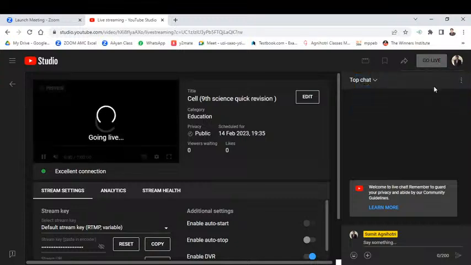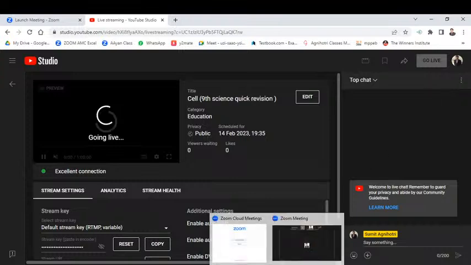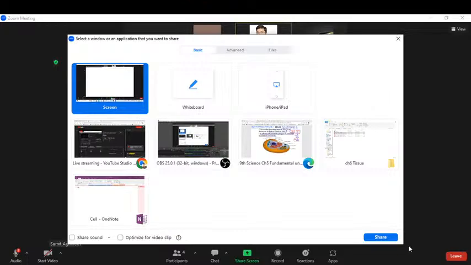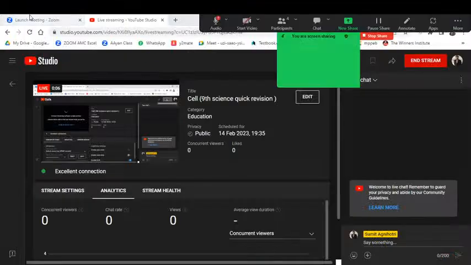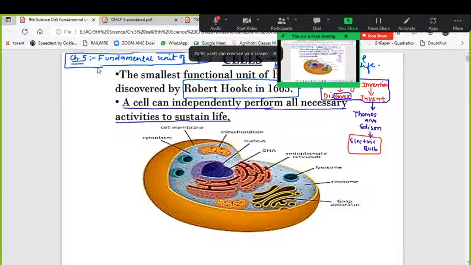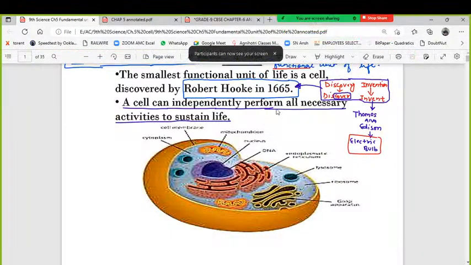Okay, when we consider the cell, the cell is considered to be the structural and functional unit of all life forms. I will quickly help you with the revision portion, so don't worry.